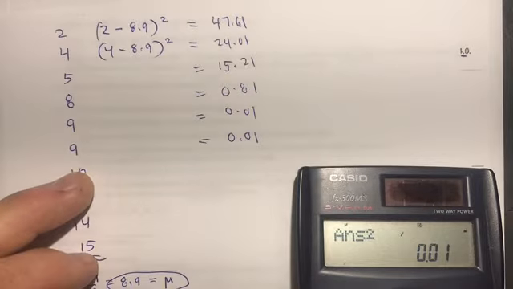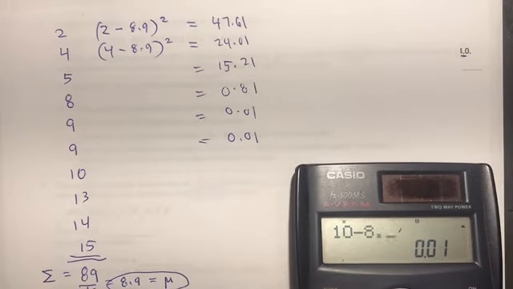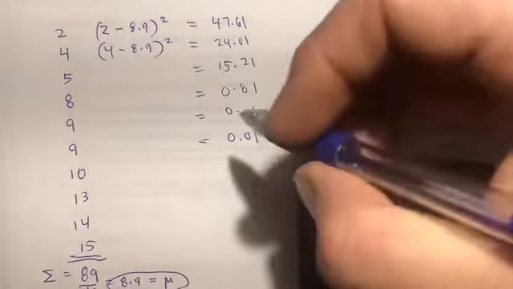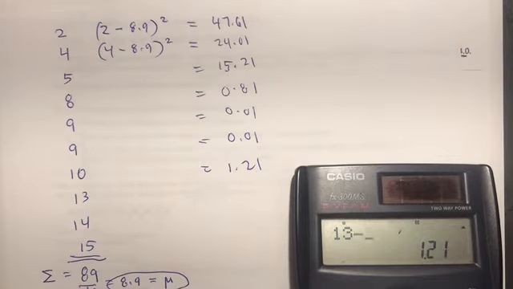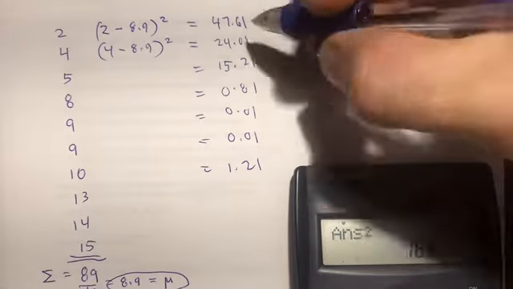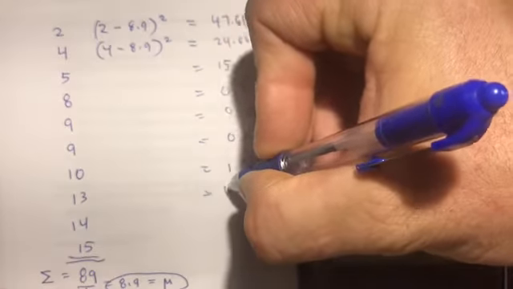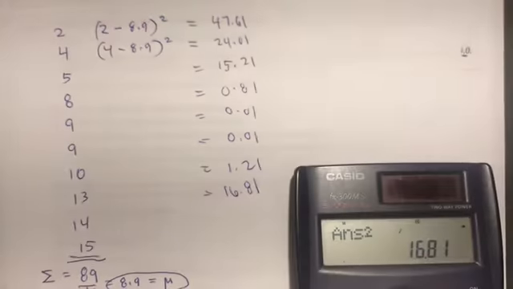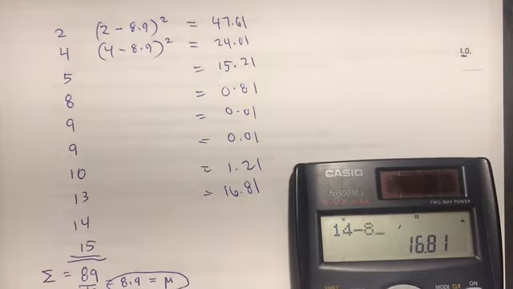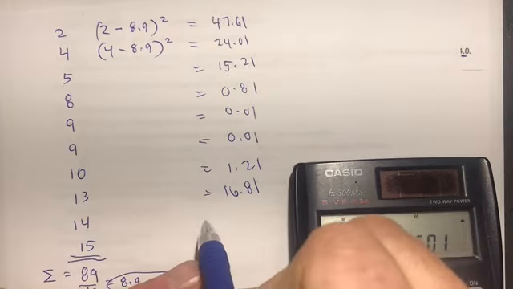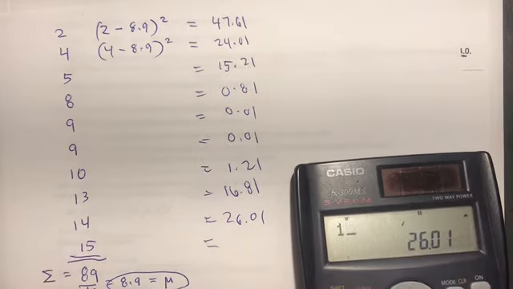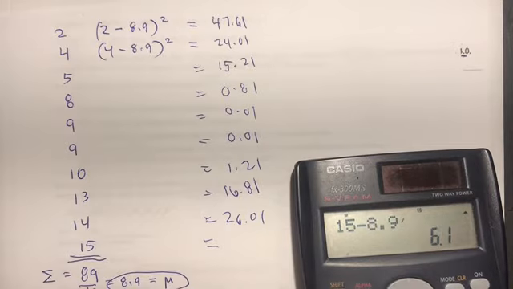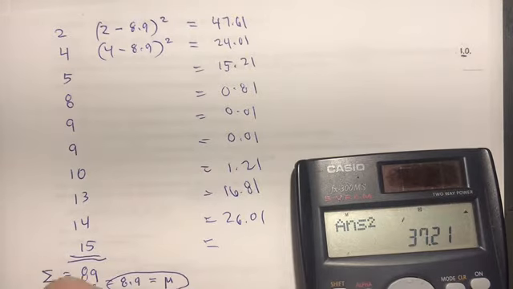I'm going to do 10 minus 8.9 equals, square, equals. That's 1.21. 13 minus 8.9 equals, square, equals 16.81. Then I got 14 minus 8.9 equals, square, equals 26.01. And then one more, 15 minus 8.9 equals, square, equals 37.21.